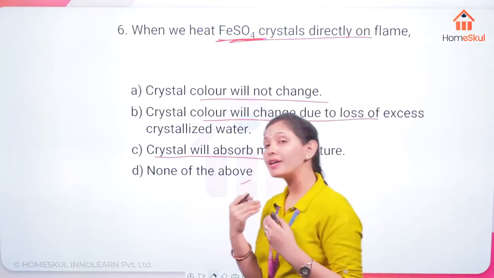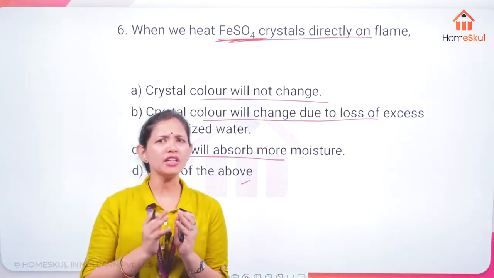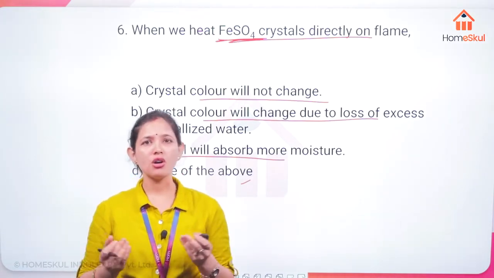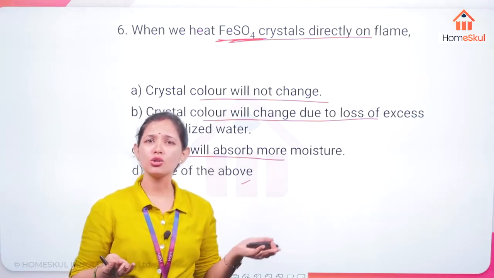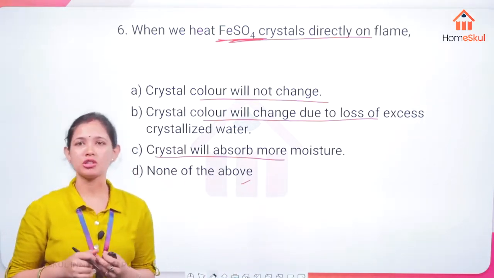So when you are going to heat those FeSO4 crystals, they are green crystals. After heating, the color is going to be the same, or it is going to change, or they are going to absorb more and more moisture. Which should be the correct option here?